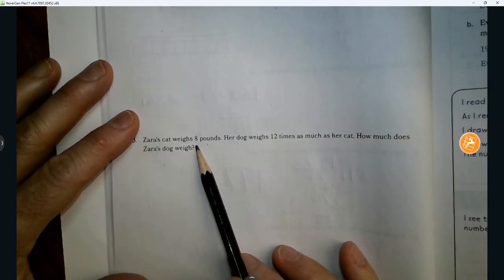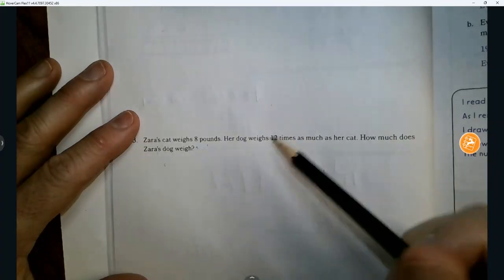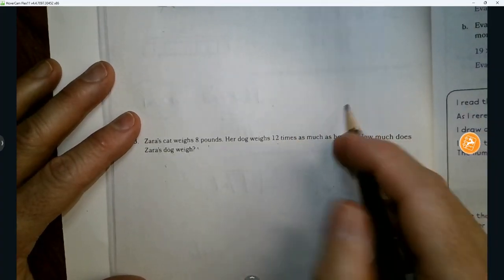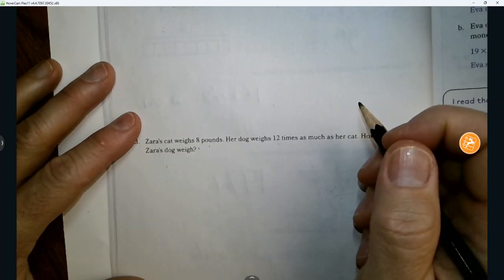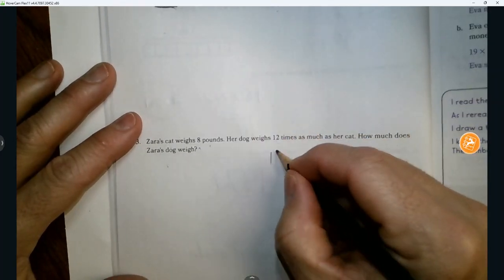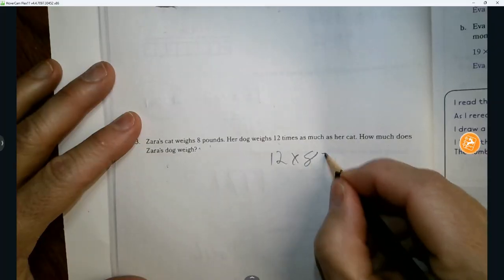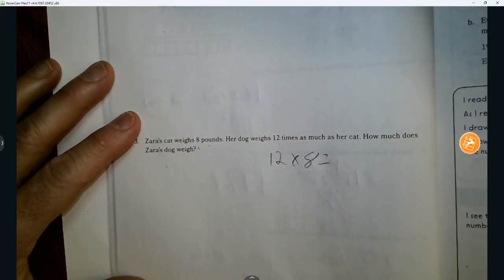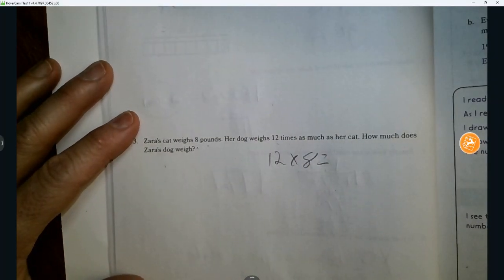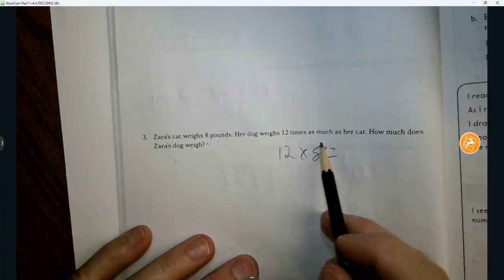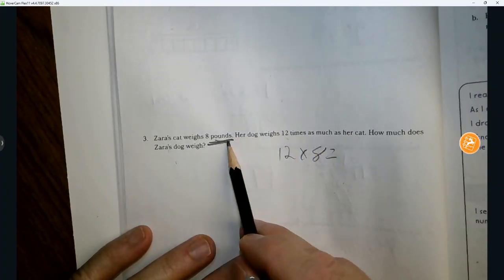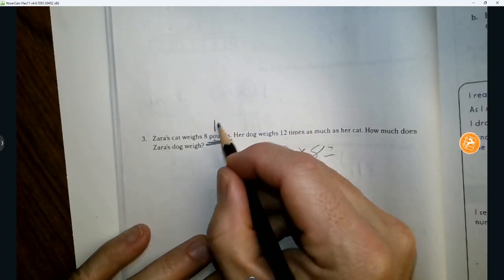Well, the cat's 8 pounds and it says her dog weighs 12 times as much as her cat. So 12 times as much as her cat. All right? And make sure when you find your answer, you say that your answer is in pounds. The abbreviation for pounds is LBS.